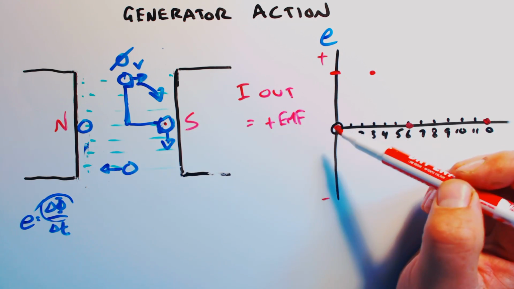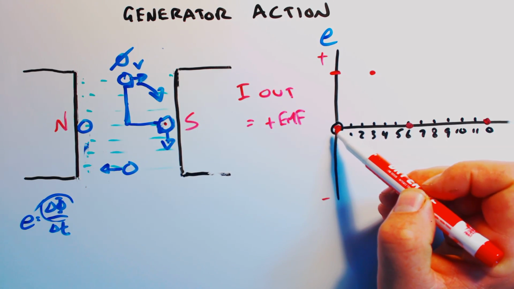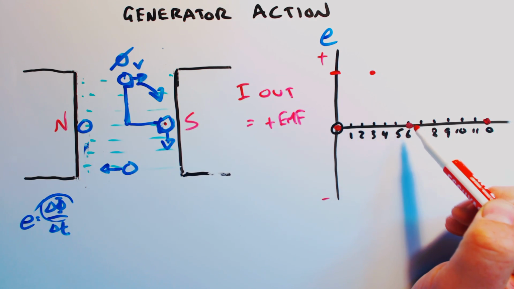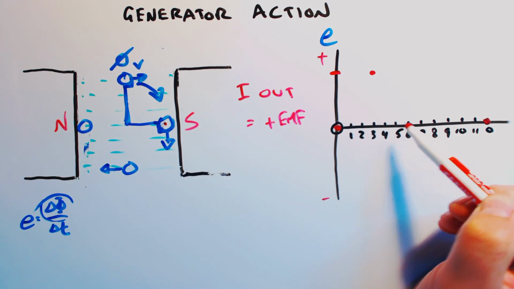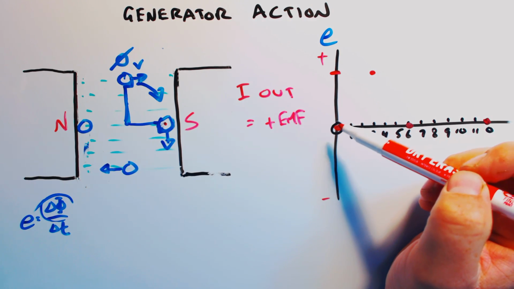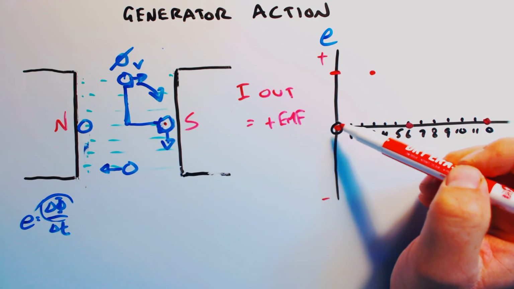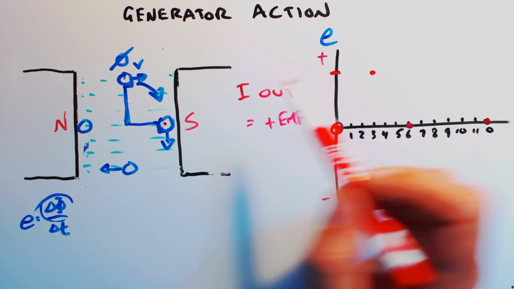Now, as far as positive flow is concerned, you notice that we've got 0 here, our positive maximum here, and then 0 back at position number 6. What do you suppose is going to happen in between here? Well, we're actually going to have some variation between 0 and our positive maximum.